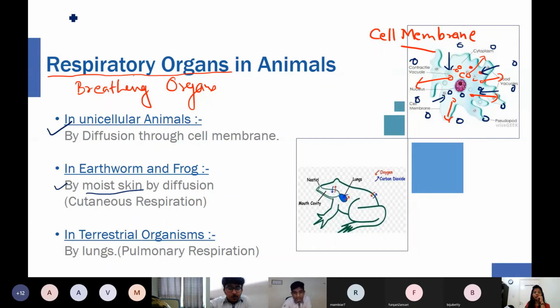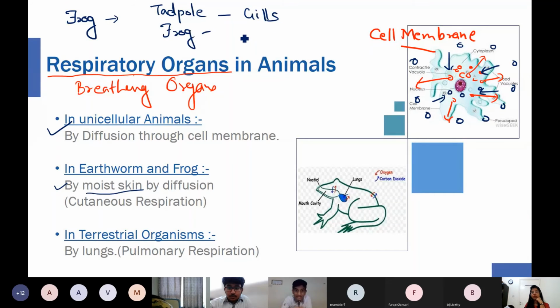Now let us talk about the frog. The frog is an interesting animal. You know that a baby frog is called a tadpole. And in the tadpole, what is the respiratory organ? Gills. And what is the respiratory organ in the adult frog? The skin and the lungs.